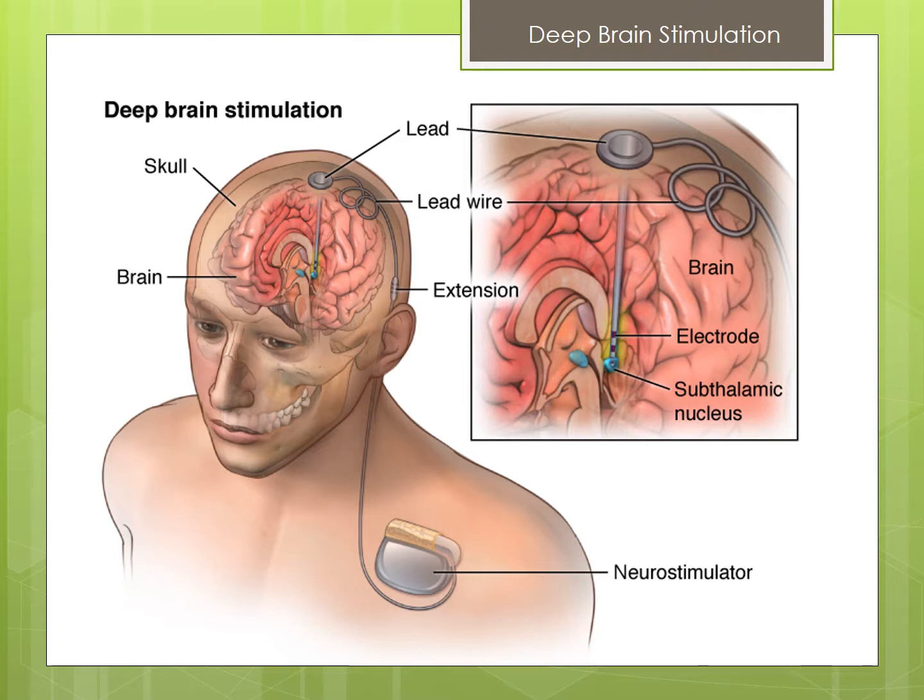That will generate electrical impulses, sending them to the brain. A neurology specialist will adjust the strength of the pulse, how long the pulse lasts, and how quickly it's fired. This deep brain stimulation provides relief from the primary motor movement symptoms of Parkinson's.